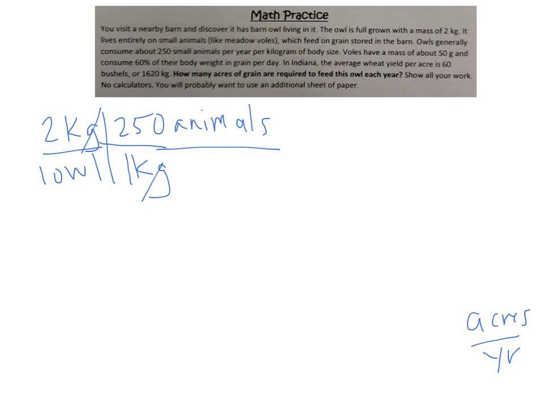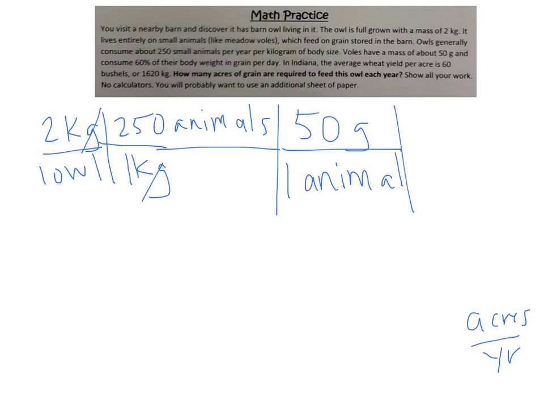The next thing says that voles have a mass of about 50 grams. So we know that 1 animal is equivalent to 50 grams. Then let's keep reading. They consume about 60% of their body weight each day. So we can go ahead and put that in here now, just because it's the next in order. Remember, all of this can go anywhere as long as everything eventually cancels out. So in this one, let's do 60% of its body weight every day.